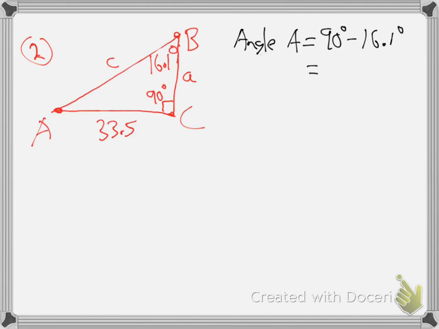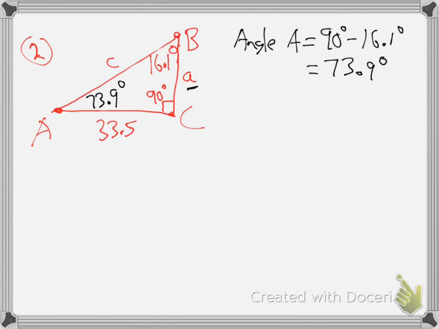What's that? 73.9. So angle A is 73.9 degrees. Good, so now we have all three angles. And they already gave us one of the sides. So now we just need to find the other two sides.